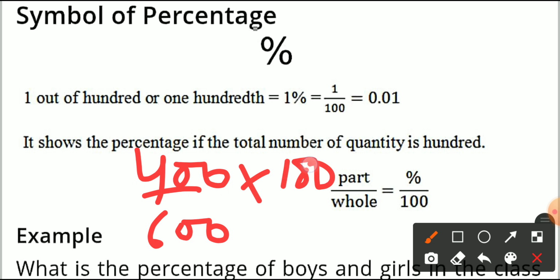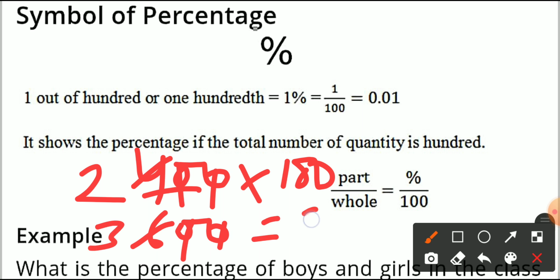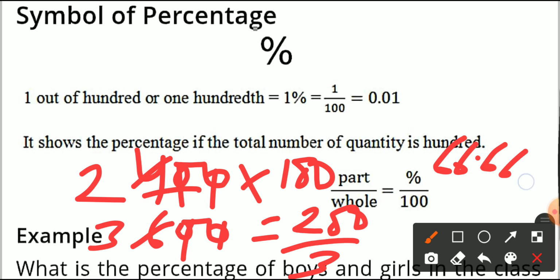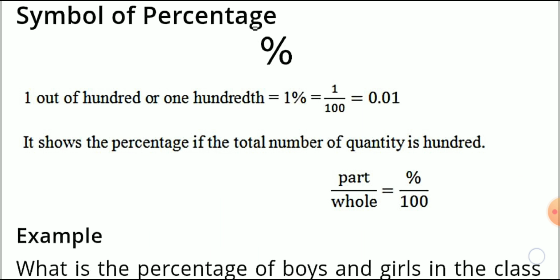Just multiply with 100. The zeros cancel. 4 ones are 4, 2 twos are 2, and 2 threes are 6. So 200 upon 3. Now you divide it, you will get your answer. That is 66.66 percent. Okay.